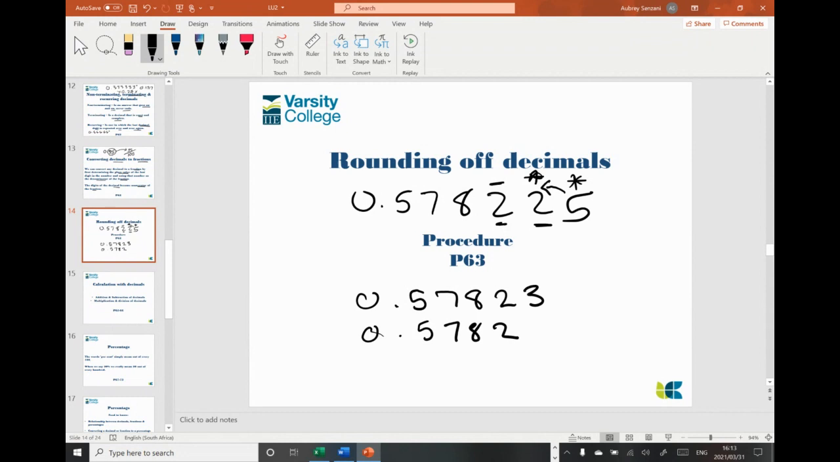If we wanted to round it off to 2 decimal places, which is here, we look at the 8. So we always look at what they want us to round it off to, and we look at the very next number. And this is 5 and above, so this is going to become 0.58. And there's your answer. Perfect. All right. Excellent. Then we can move forward.